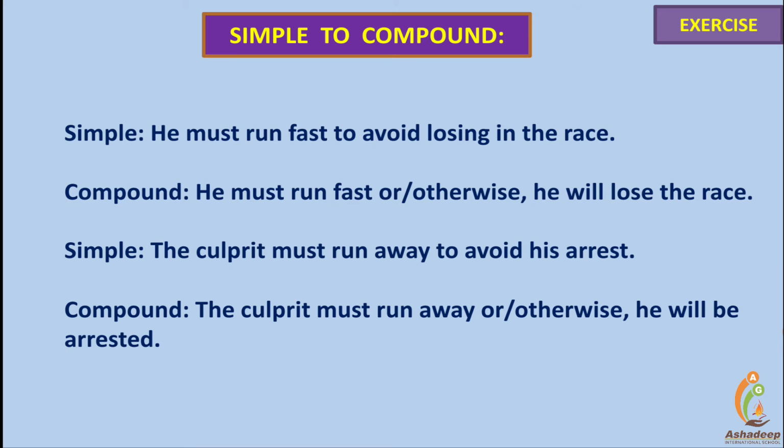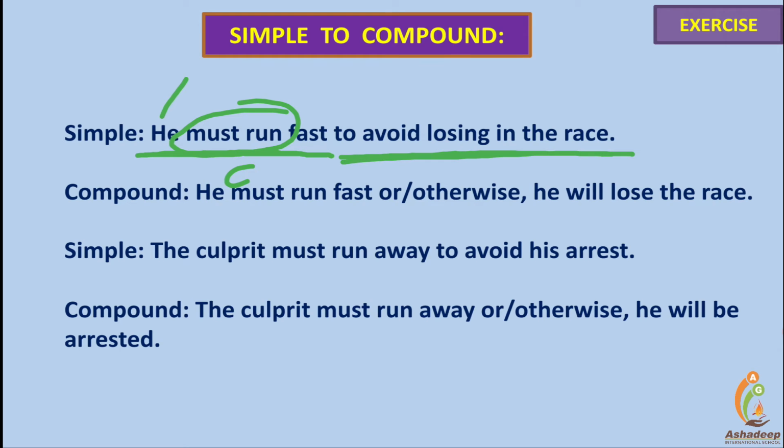Next we have: he must run fast to avoid losing in the race. Let us sort out two different parts of the sentence. He must run fast. It's the clause. He is the subject. Must run is a verb. Fast, adverb. The second part of the sentence is to avoid losing in the race. It's a phrase.